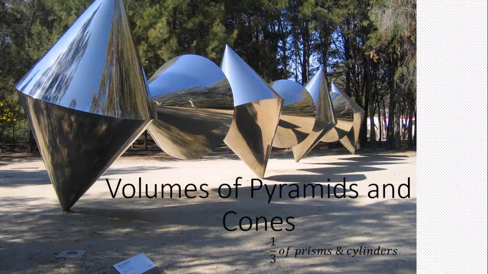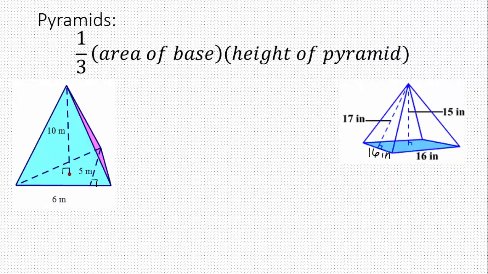Okay, volumes of pyramids and cones. These are the pointy solids, right? They're just 1/3 the volume of prisms and cylinders. Let's see some examples. Here's a triangular pyramid and a square pyramid.